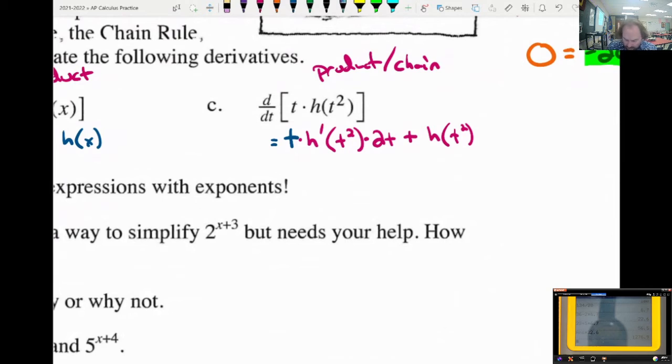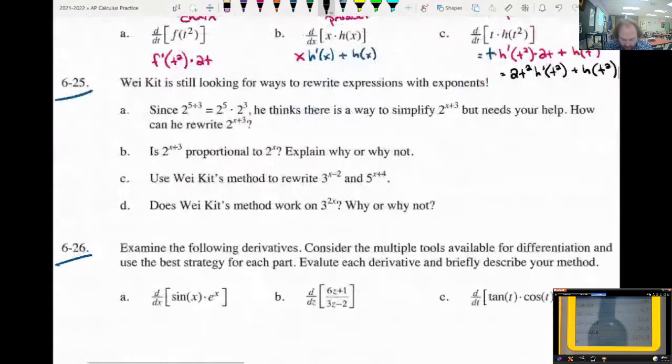That's honestly pretty cleaned up, but we can do a better job than that. How about 2t squared h prime of t squared plus h of t squared? Just like that. We'll combine a few things together. I like that answer. Okay, let's move on to Y-kit.